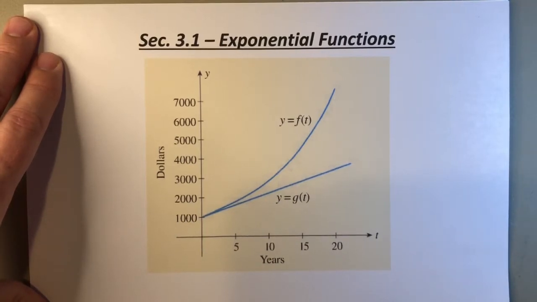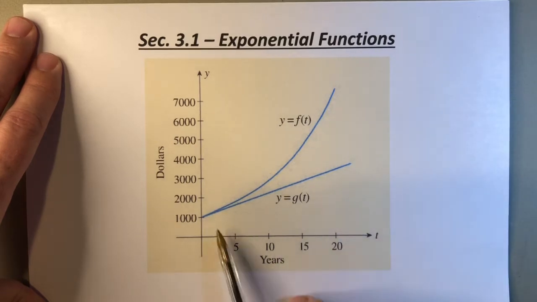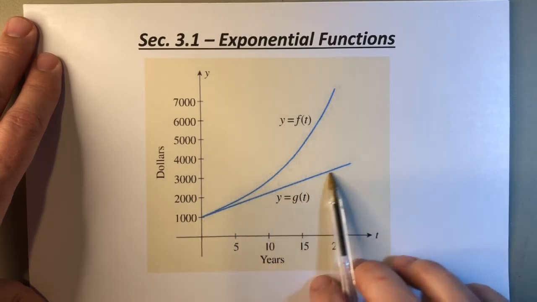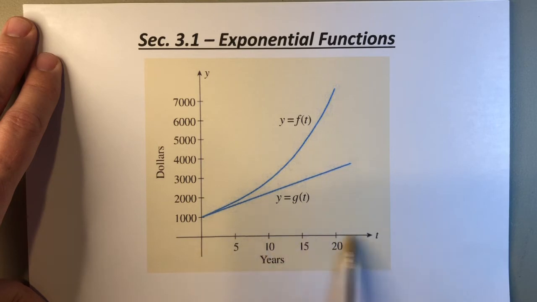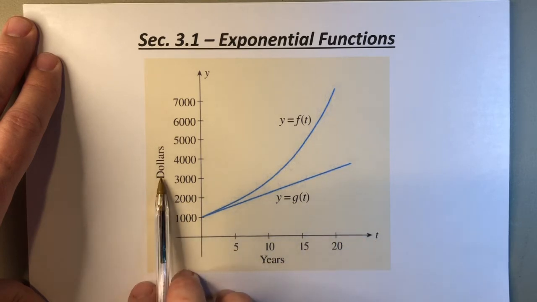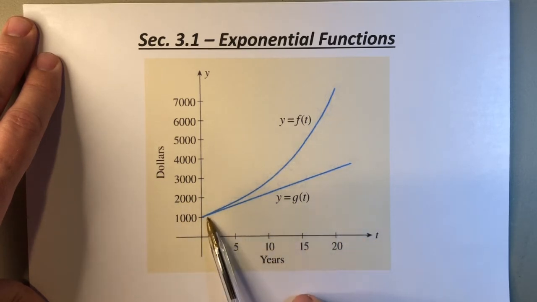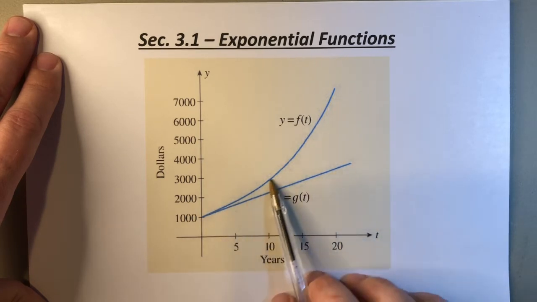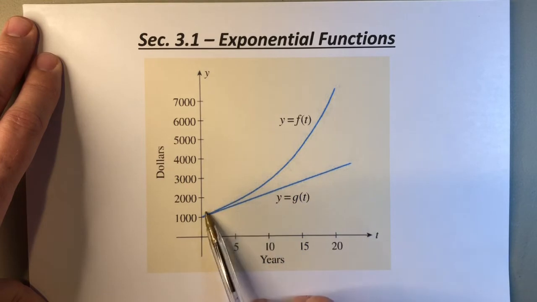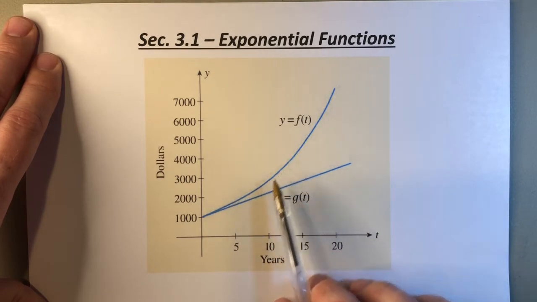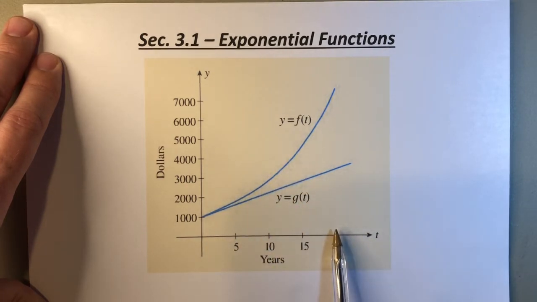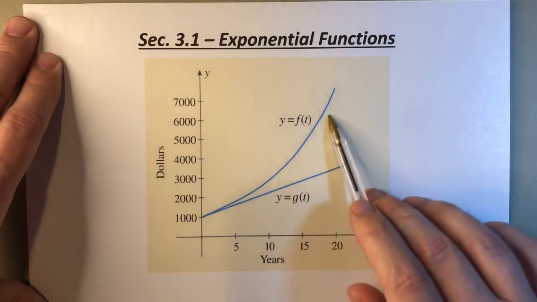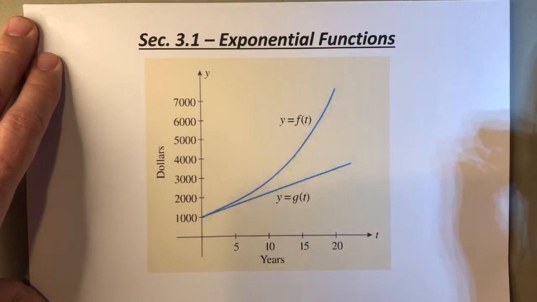Chapter 3, starting off here with section 3.1, exponential functions. So here is just a graph of a linear function where t is the input and the output will be the dollar amount. And you can see that the slope is, of course, constant because it's linear. The other graph is that of an exponential function. The slope is not constant, and as time goes by, in this particular example, you can see that this thing begins to skyrocket or grow exponentially.